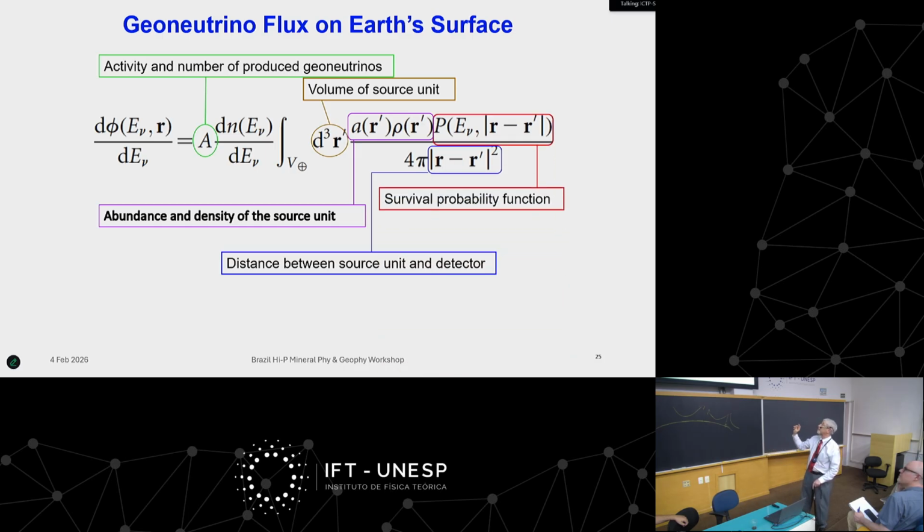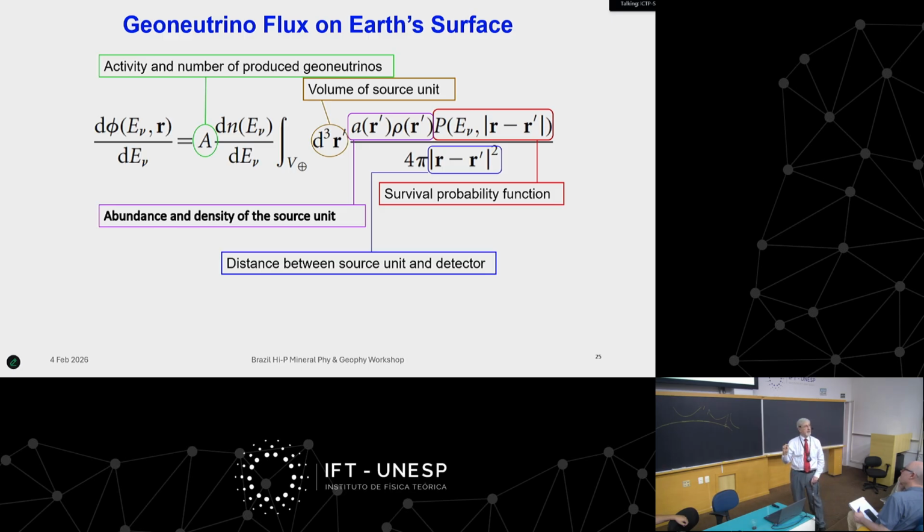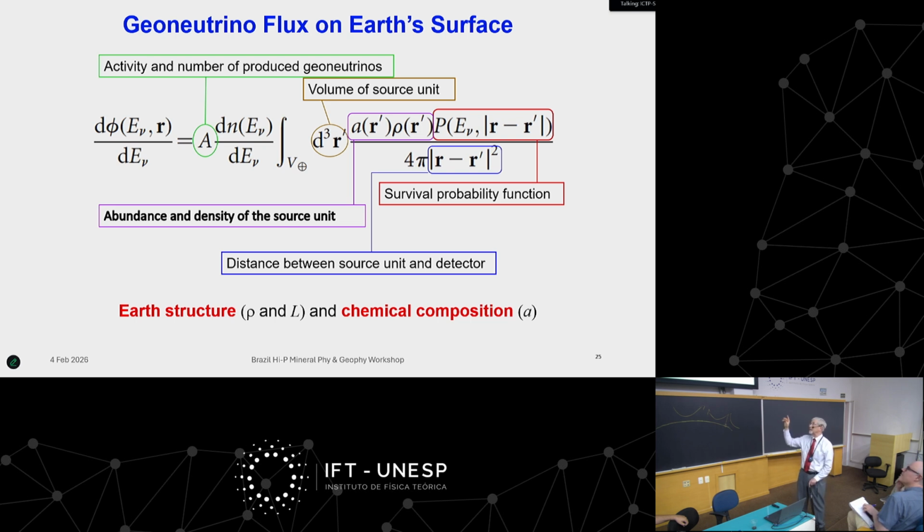Next one. The survival probability function. That is purely a particle physics piece of information. Next slide. So as a geoscientist, we have to put into this equation Earth structure, density, distance, and chemical composition. That's our job. Let's get ready to work, okay?